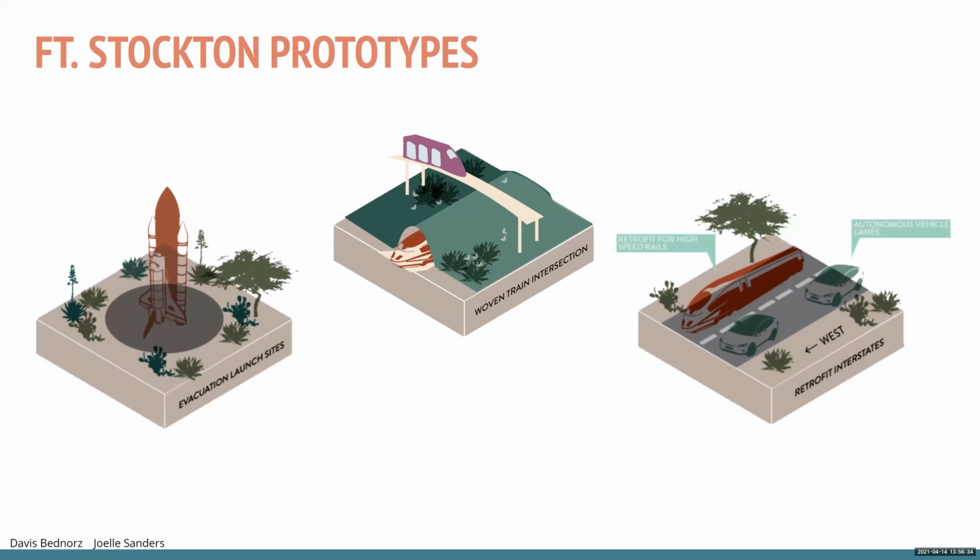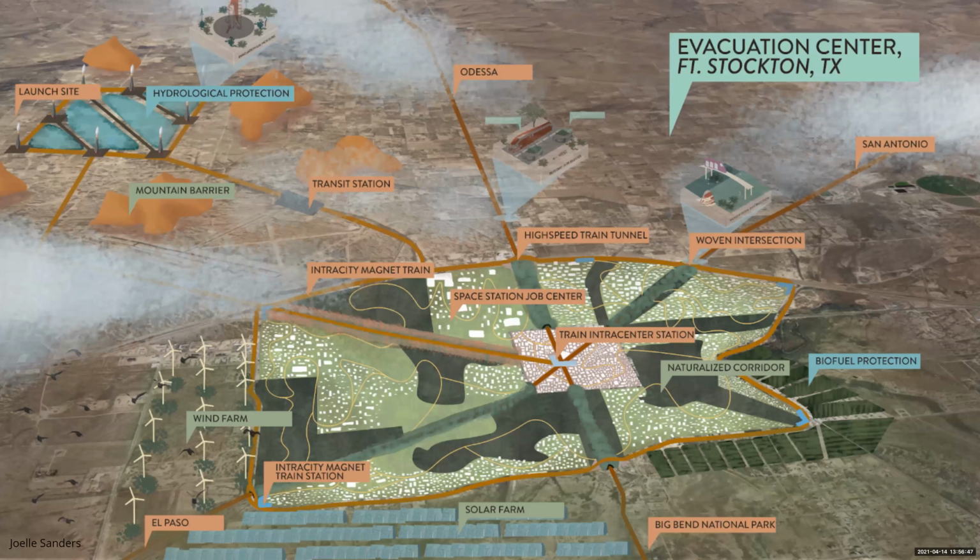Some of our prototypes Shelby already went over, but specifically for Fort Stockton, we're focusing on evacuation launch sites, our woven train intersection, and retrofitting interstates for high-speed rails. And so here is our site map of what Fort Stockton would look like. It's basically a transit center for people going from San Antonio to El Paso and from Odessa to Big Bend National Park. And it also works as a job center for the space station that we're implementing in Fort Stockton.